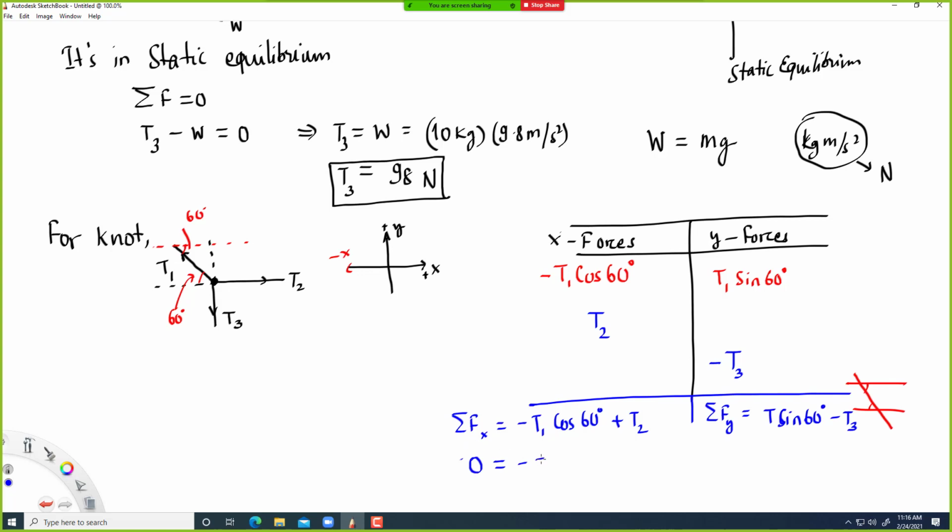So negative T1 cosine 60 degrees plus T2. Same thing here. It's not accelerating up or down. It's at static equilibrium. So this must be 0. So T1 sine 60 degrees minus T3. Okay, so we want to solve these two equations to find T2. Okay, so why don't you guys do that? So let's solve these two equations and find T2.